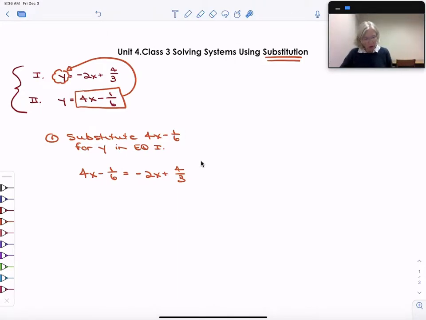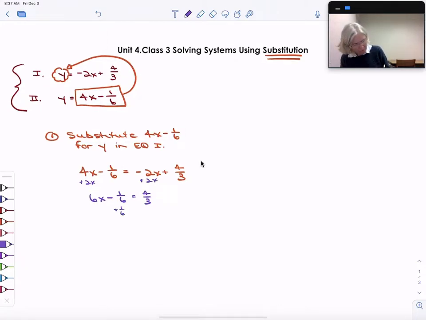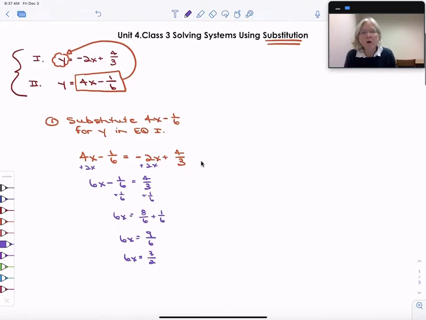All right, let's go. We've got a little work to do. Variables on both sides. I'm going to undo the negative 2x here to get all my variables on this side. So I'm going to add 2x to both sides. That gives me 6x minus 1/6 is equal to 4/3. I'm going to add 1/6 to both sides. 6x is equal to, now I know I need a common denominator of 6, so I'm going to rewrite 4/3 with that common denominator. So 4/3 is the same as 8/6, plus 1/6. So 6x is equal to 9/6, which simplifies to 3/2.